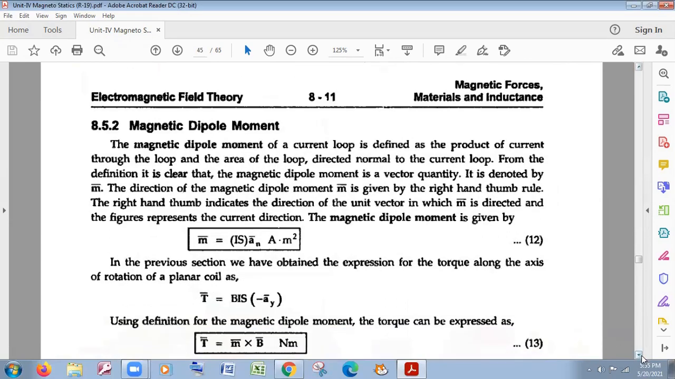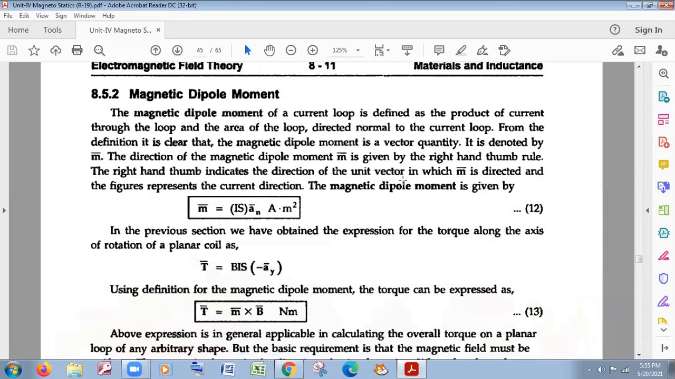The next topic is the magnetic dipole. We saw in the electric dipole the torque is P bar cross E bar, or PE. Now for the magnetic dipole, the torque can be expressed as T bar is equal to M bar cross B bar. Your M bar is IS into N bar, and T bar is equal to B into IS. The cross product you can take as T bar is equal to M bar cross B bar, for the magnetic dipole.